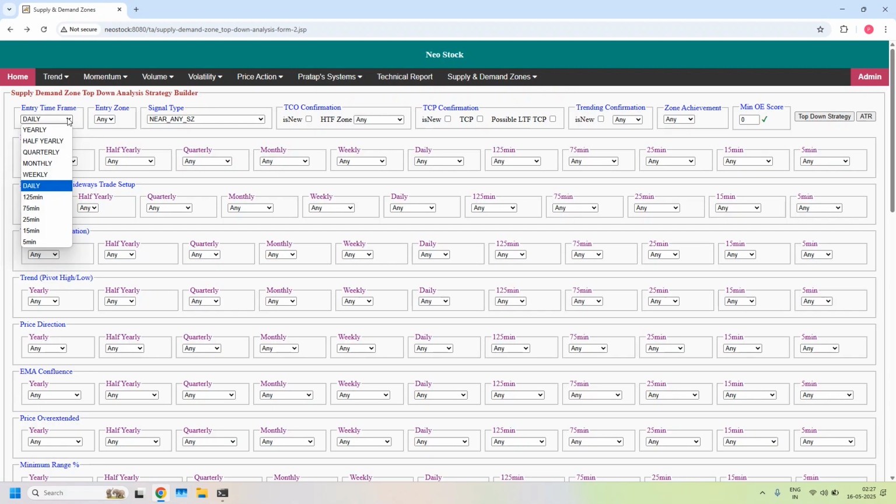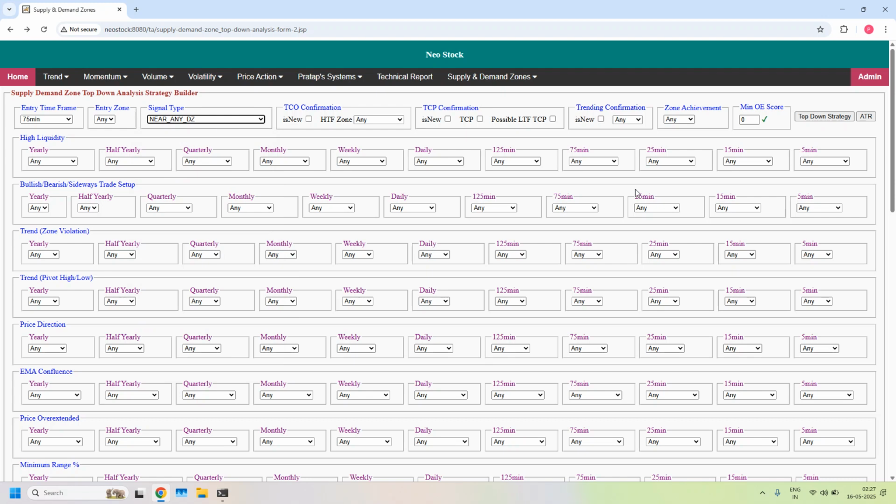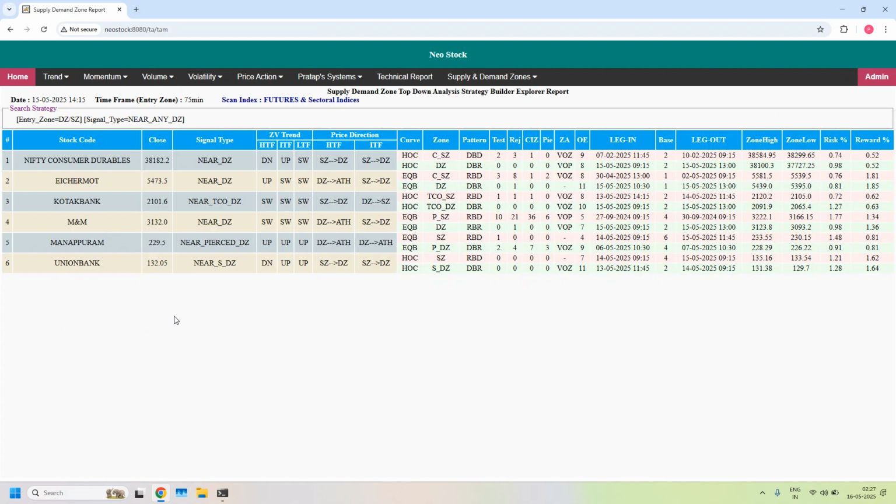Next time frame 75 minutes. Stocks near 75 minutes demand zone. We got 6 stocks. Let us identify high liquidity 75 minutes demand zones. So Union Bank is having a 75 minutes high liquidity demand zone. So this is the only one high liquidity demand zone. You can use it for HLQ zone strategy from 75 minutes demand zones.